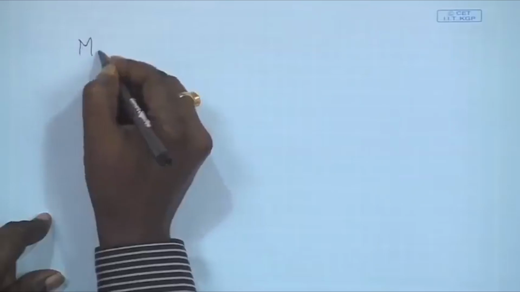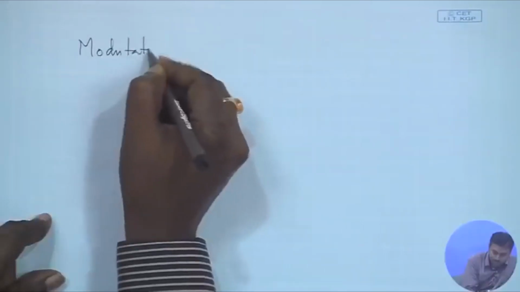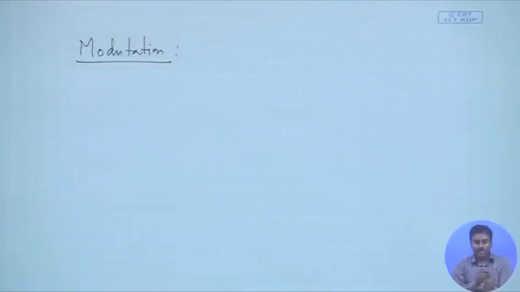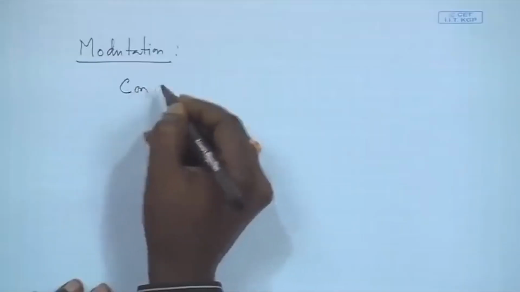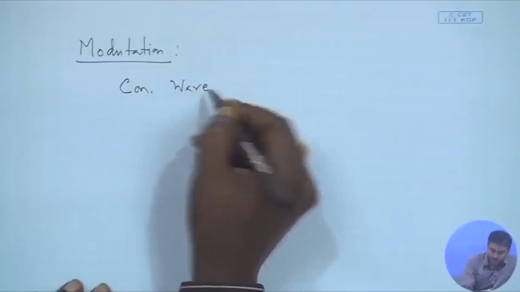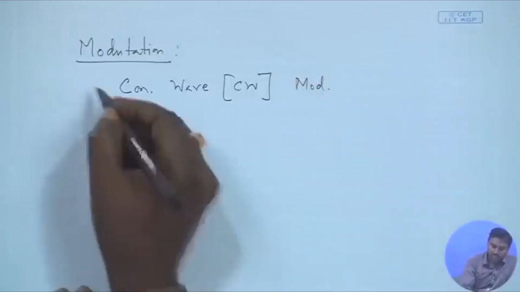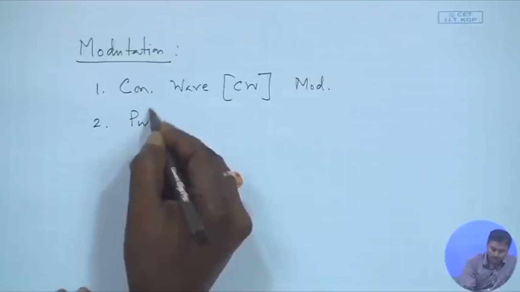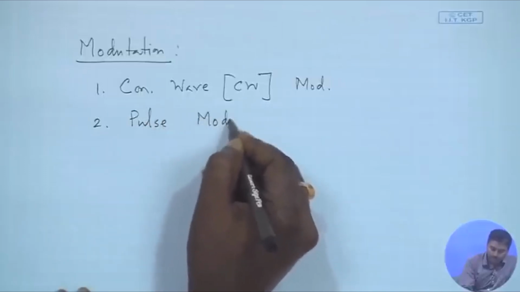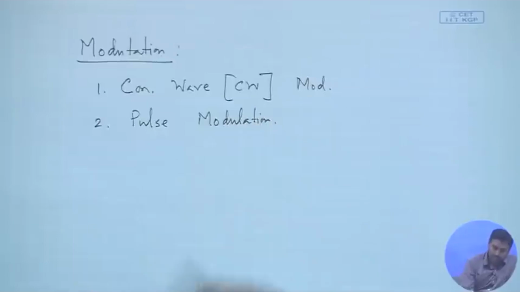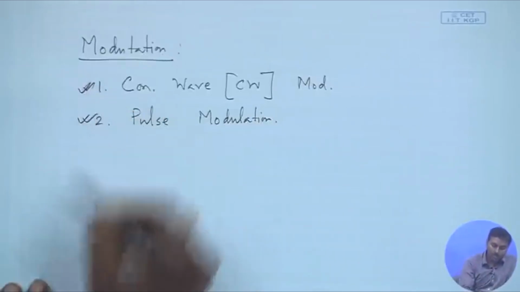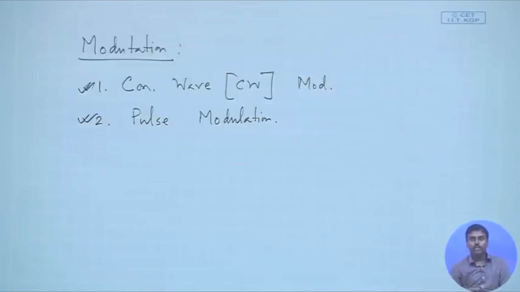Okay. So in modulation, especially in analog communication, we'll be talking about two forms of modulation. One is called continuous wave or CW modulation, and the other one is pulse modulation. Okay. These are the two most common versions of modulation. One is called continuous wave modulation, the other one is pulse modulation.